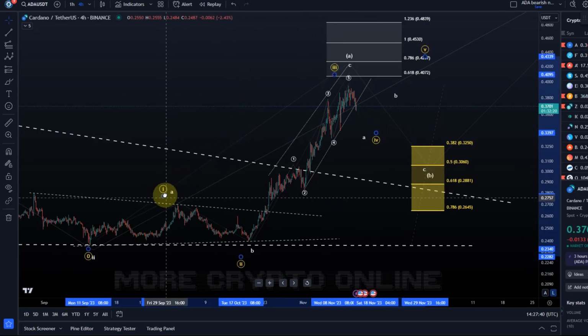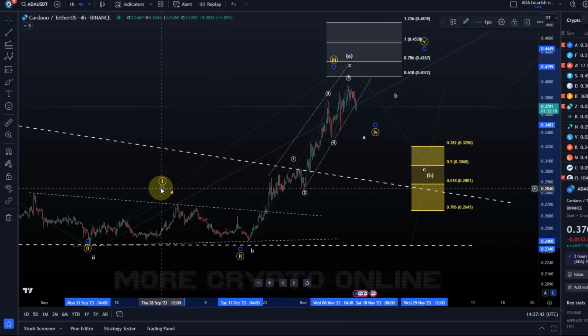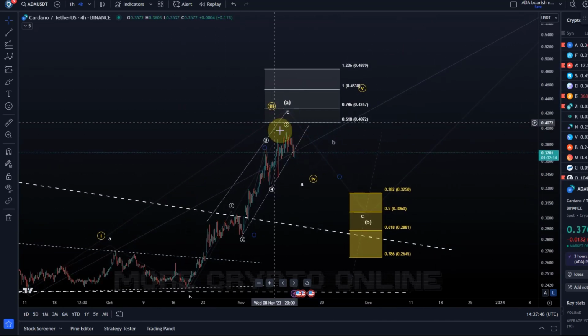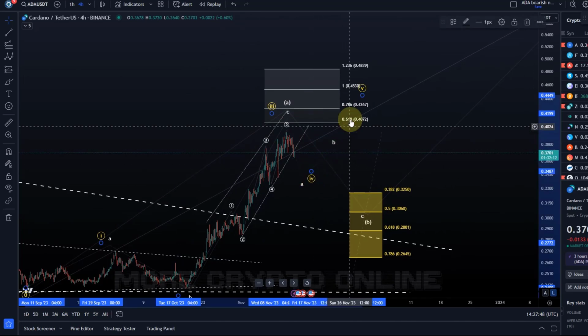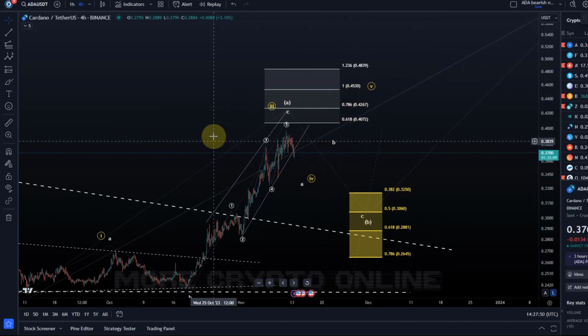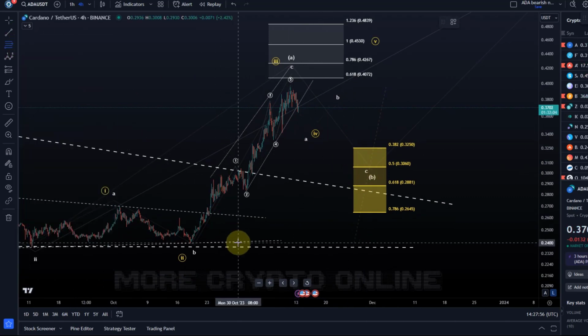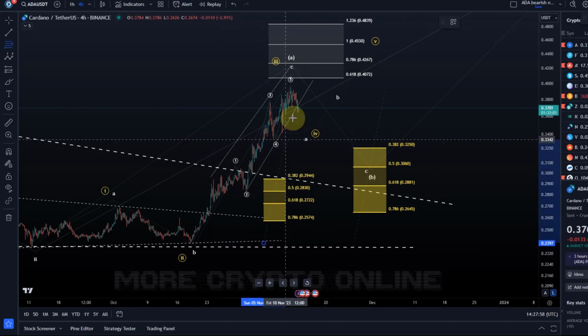1, 2. The rally was a third wave, okay? We're now coming down in a fourth, and would then move up once more in a wave 5. So this would not come down that much, okay? So there are basically just two scenarios that are possible here.